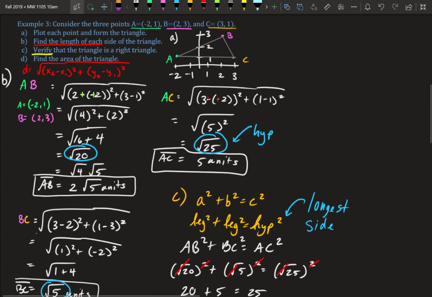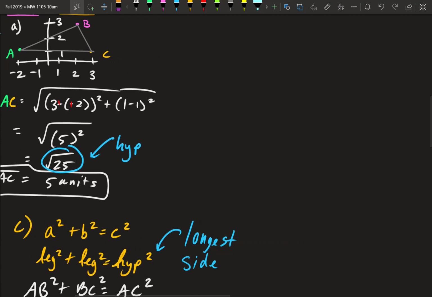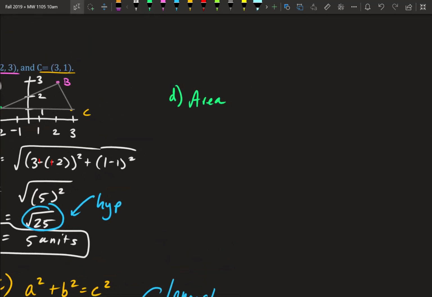Alrighty, part D says to find the area of a triangle. I'm going to do part D over here. So, area of a triangle. That might be hard to remember, especially if it's been a while. But I'm going to teach you a trick. So, let's think of a rectangle.